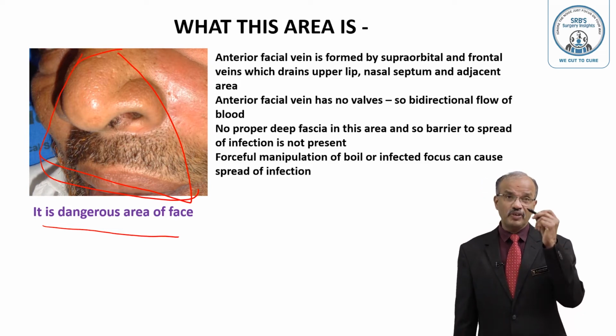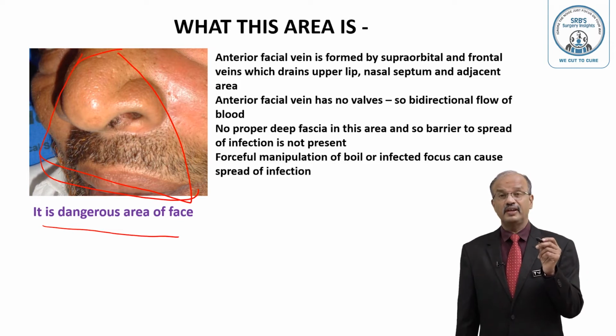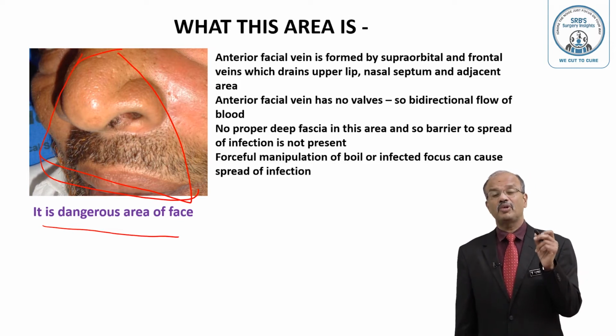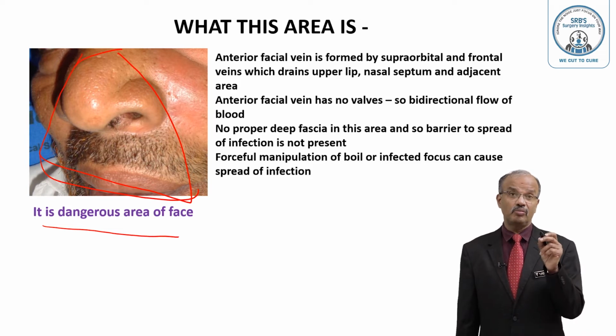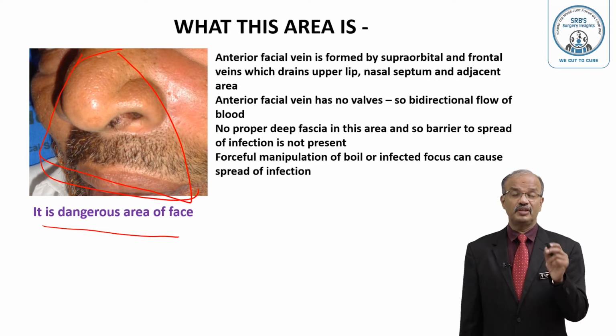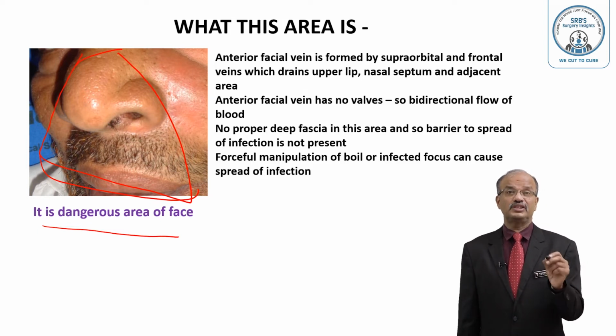So any infection in this area, if not treated properly with antibiotics, may spread across the pterygoid plexus into the cavernous sinus. Very dreaded problem. Cavernous sinus thrombosis, infective thrombosis can occur, which leads to intracranial clinical features, visual problems, severe headache, and more importantly it is life-threatening. That is the point which I want to stress.